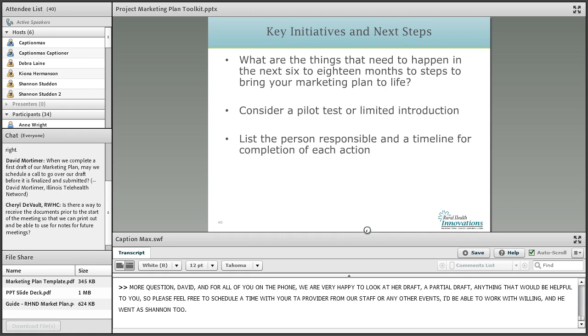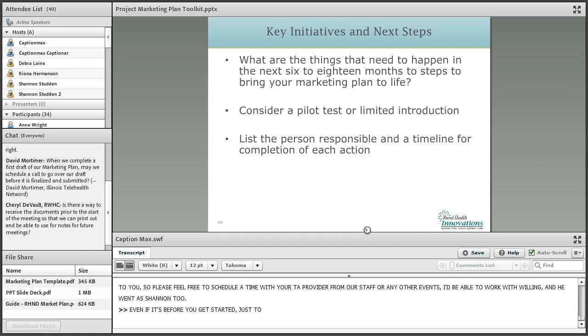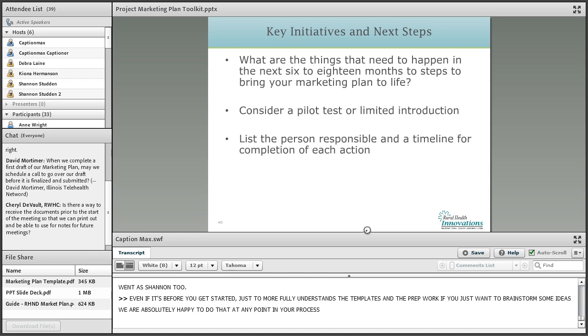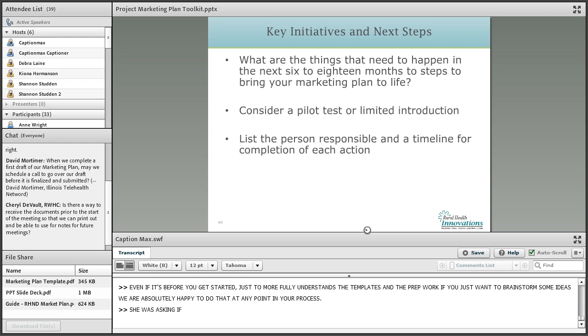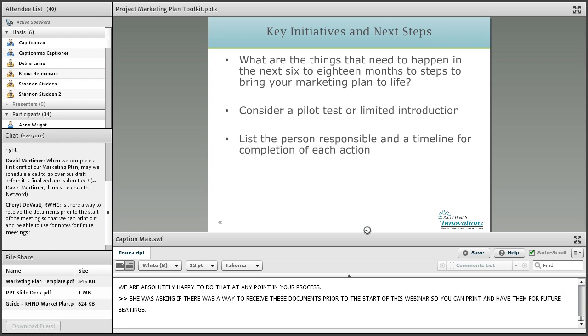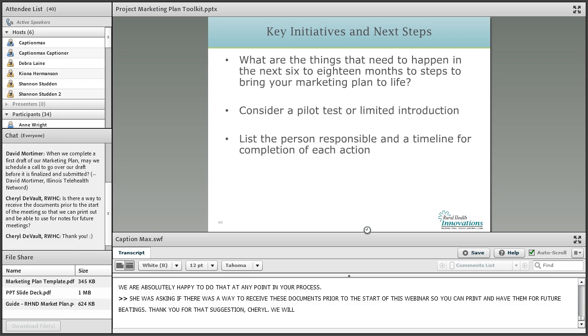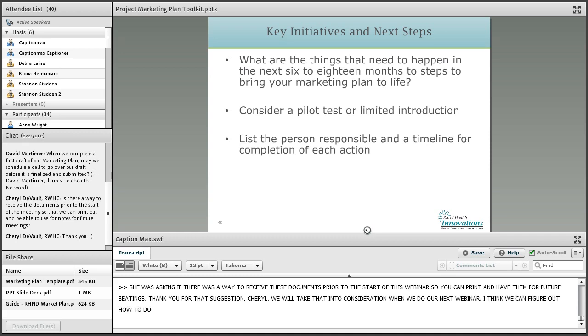For all of you on the phone, we are very happy to look at a draft, a partial draft, anything that would be helpful to you. So please feel free to schedule a time with your TA provider from our staff or any of us. I'd be willing to work with anyone, as Shannon would be too. And as Deb said, at any point in the process, even if it's before you get started, just to more fully understand the template and the prep work, or if you just want to brainstorm some ideas, we are absolutely happy to do that at any point in your process.